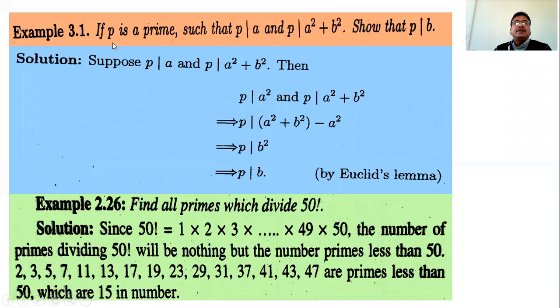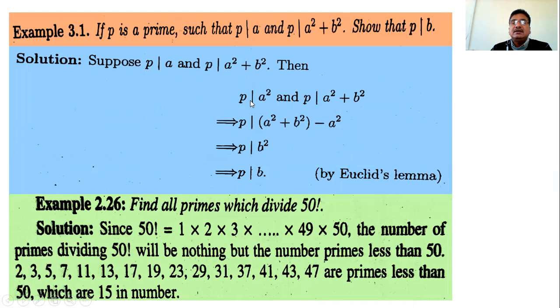So next example: p is prime such that p divides a and p divides a square plus b square, then show that p divides b. So suppose p divides a, this is given, and p divides a square plus b square. Then what happens? P divides a, therefore p divides a square obviously. And p divides a square plus b square.